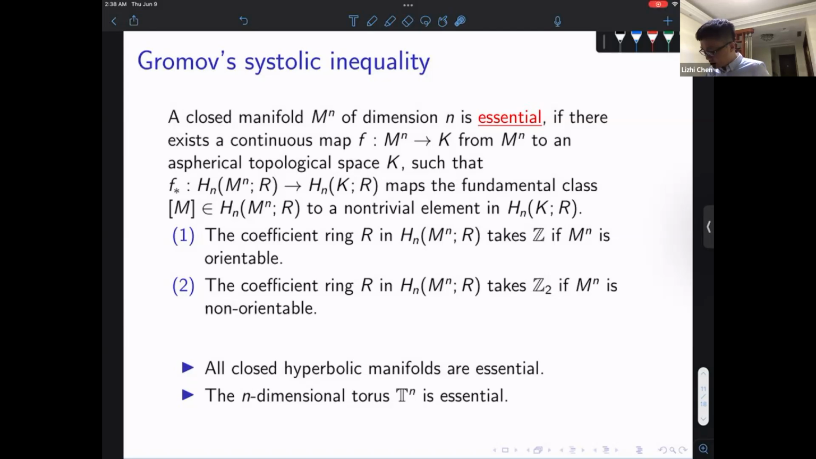This is a kind of long definition, so we give some examples. All closed hyperbolic manifolds are essential manifolds. Also the n-dimensional torus is essential. In fact, all aspherical closed manifolds are essential.